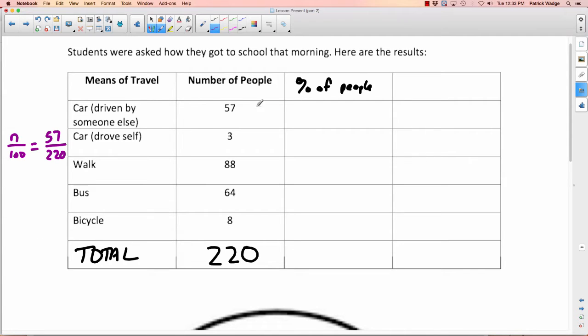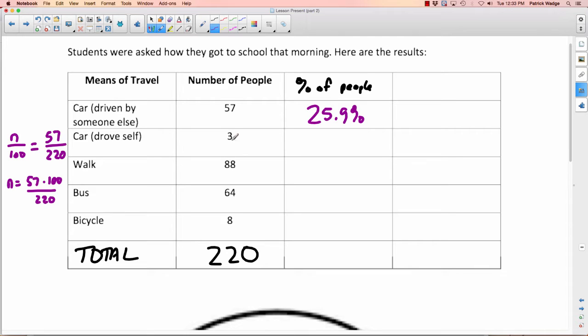So now to get the percent of people who were driven in a car by someone else, we have our part, we have our whole, we put the 100, we cross multiply. So what are we going to do? We're going to multiply 57 times 100 and then divide by 220. And let's round this to one decimal place for all of them. So I get 25.9% for this one.